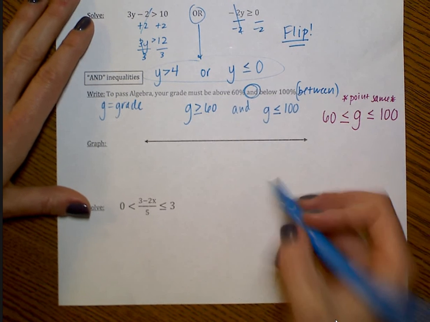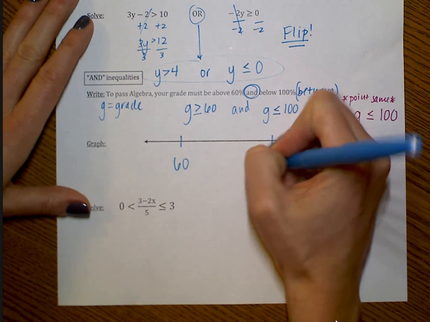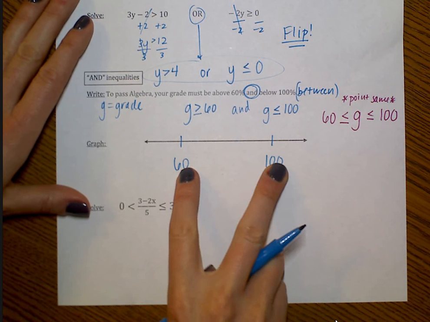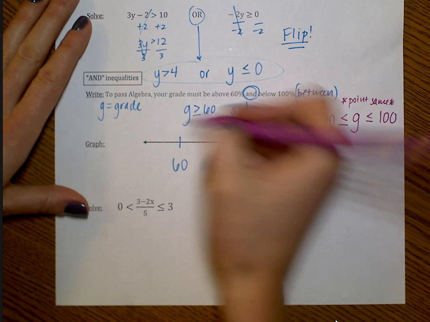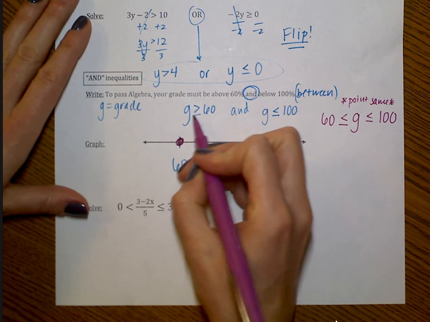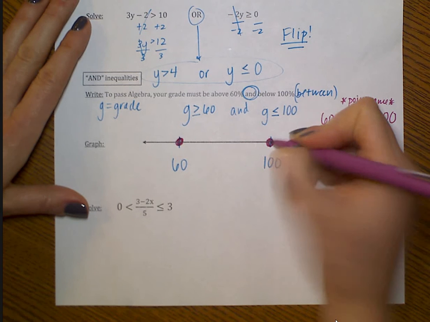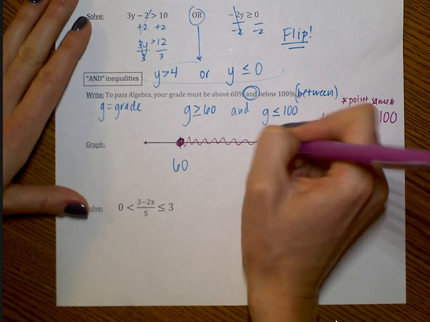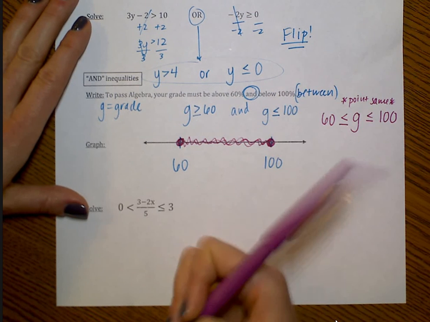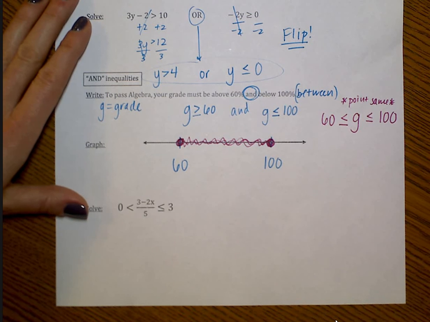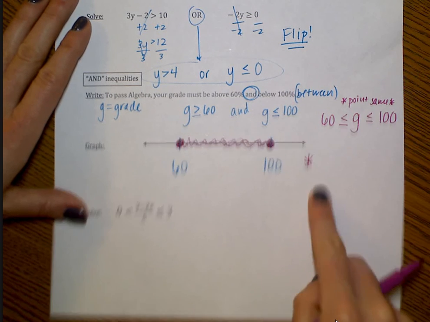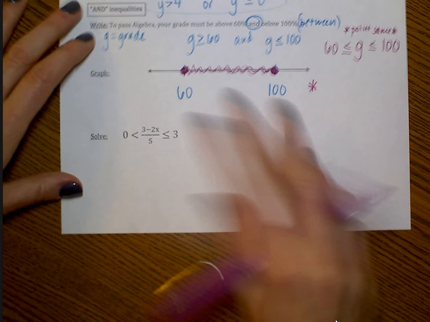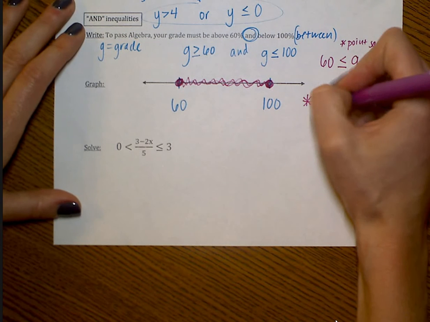To graph it, I'm only going to ask that you put the two numbers that we're talking about on the number line, 60 and 100, smaller on the left, bigger on the right. These are both closed circles this time, because it's got the or equal to. And if you remember this between thing, it's pretty easy on the graph. All the percentages between 60 and 100 are passing scores. Okay, so maybe make yourself a note on ands, just like we did on ors. Ors shade away from each other, and ands, they shade between or towards each other.